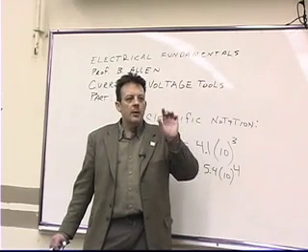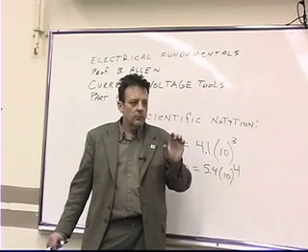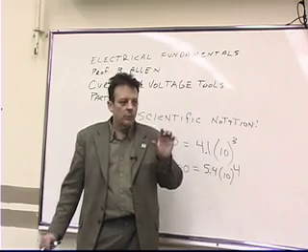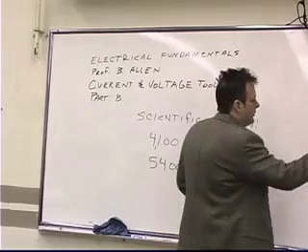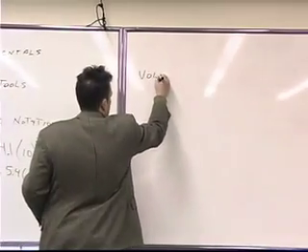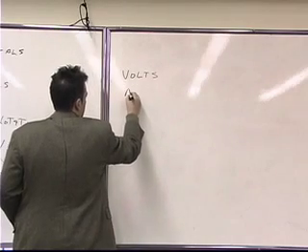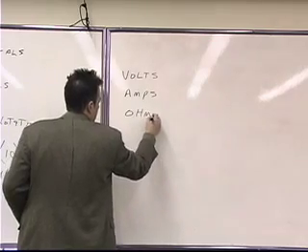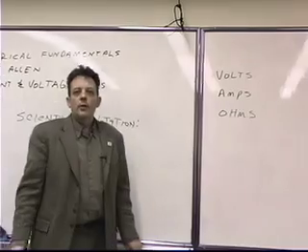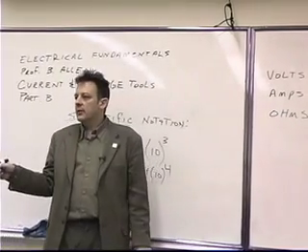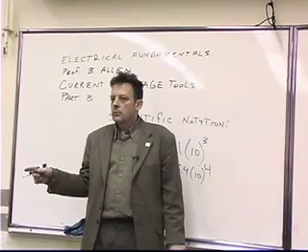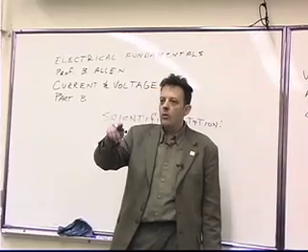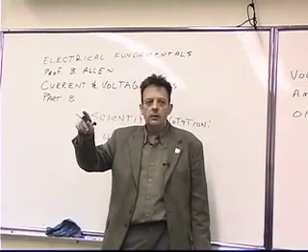So when we have a number at its base value, and what do I mean by base value? What I mean by base value is volts, amps, ohms that do not have a metric prefix. Like milli, micro, nano, pico, kilo, giga.